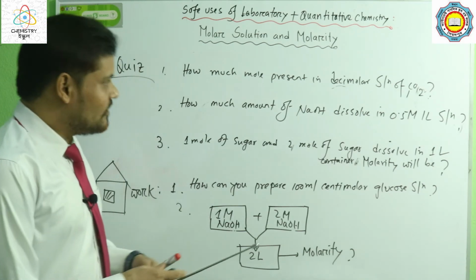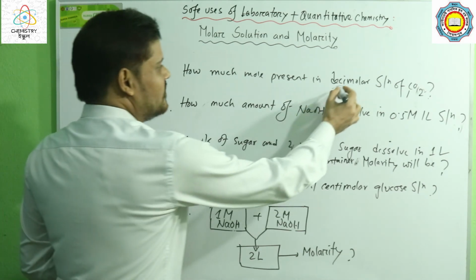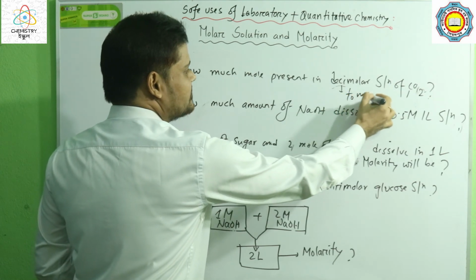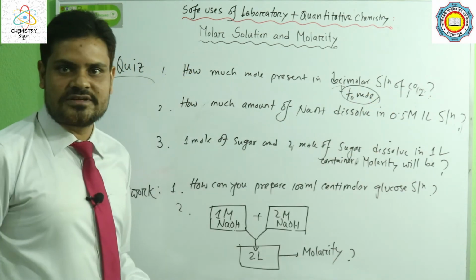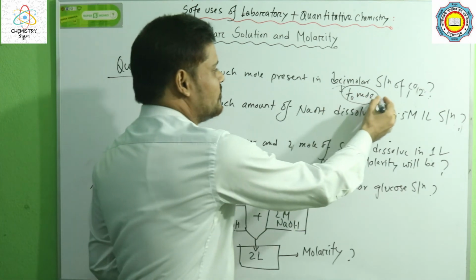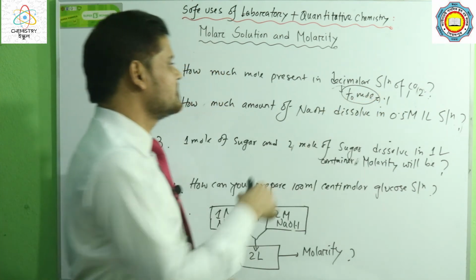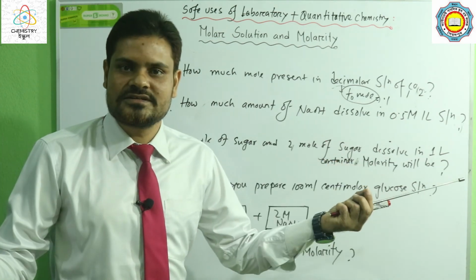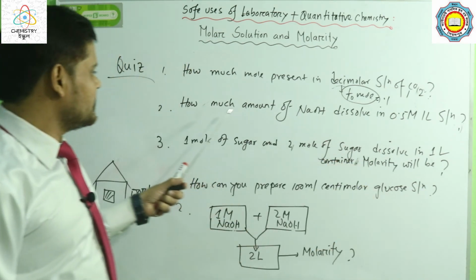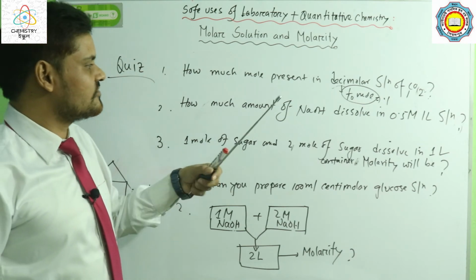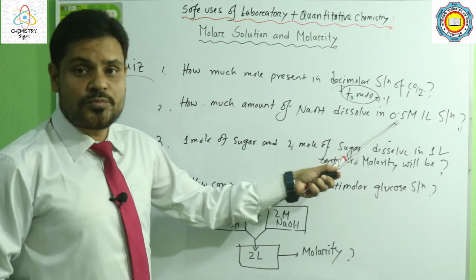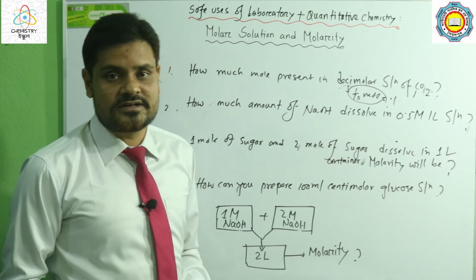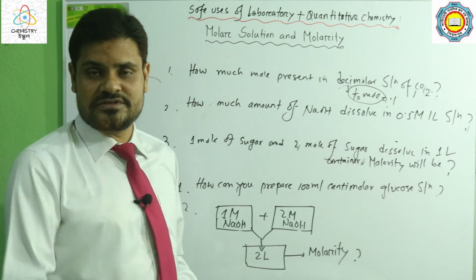Okay, you are right here. Decimolar means when 1/10 mole substance dissolves in 1 liter. I mean 1/10 mole means 0.1 mole substance dissolves in decimolar solution of carbon dioxide. Okay, and the next one is how much amount of sodium hydroxide dissolves in 0.5 molar 1 liter solution. Dear learners, the required value is amount. Think about that.